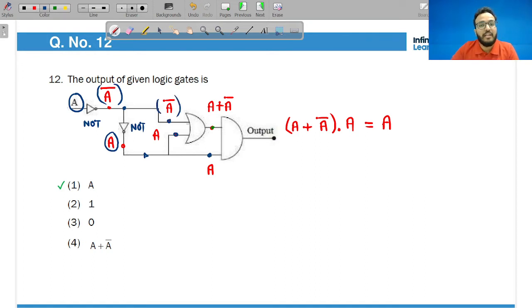As you can see. Now this is what? This is an OR gate. So that means inputs are A bar and A. So we can say the resultant will be A plus A bar, right? And this is A. Now this is an AND gate. So we have to say that it is A plus A bar and A. So obviously this result comes out to be A. This is a very common result. Do you understand? So first option is correct.